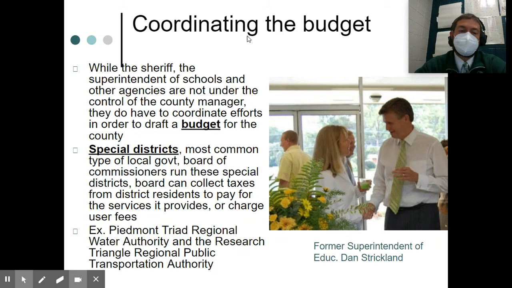So, coordinating a budget. While the sheriff, the superintendent of schools, and other agencies are not under the control of the county manager, they do have to coordinate efforts in order to draft a budget for the county. So they have to kind of come together and establish a budget every year.